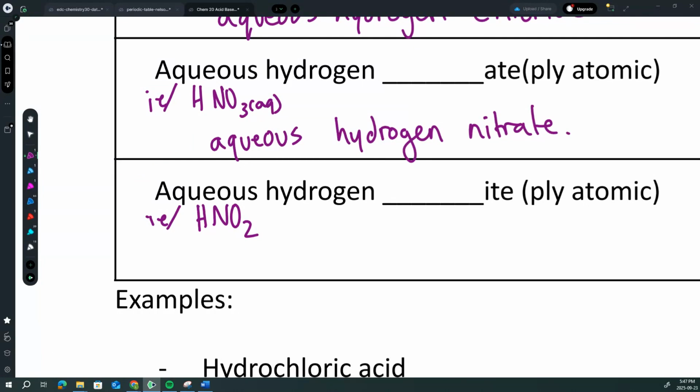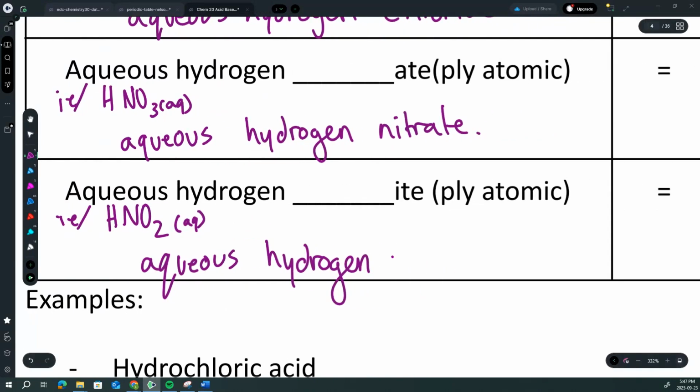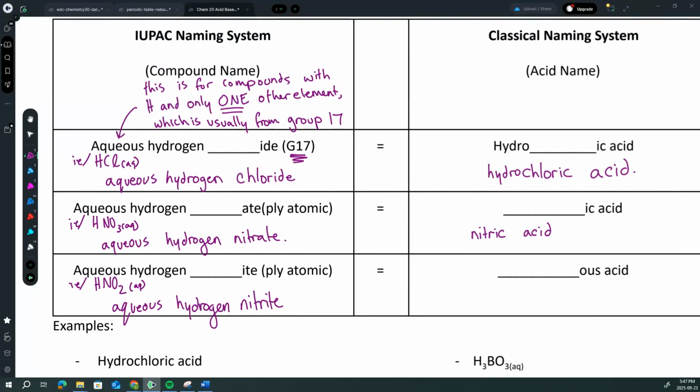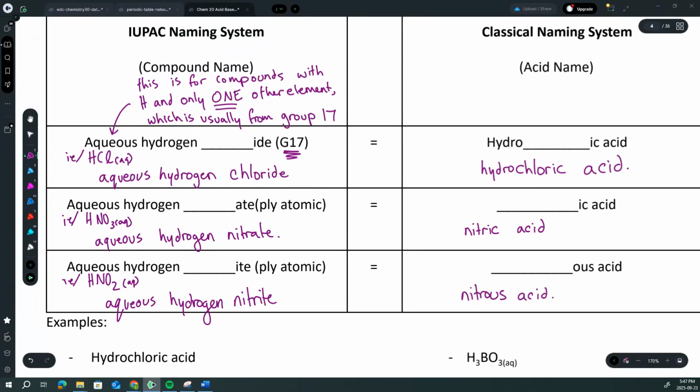Okay, so using IUPAC naming rules, we would call this aqueous hydrogen nitrite. Now, if we converted that into the classical naming system, that would change into nitrous acid. So essentially what this is saying is if you have a polyatomic ion whose name ends in ite, your acid name is going to end in ous acid.